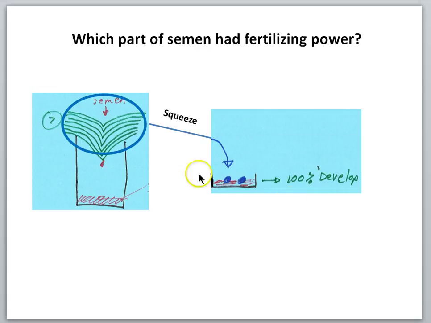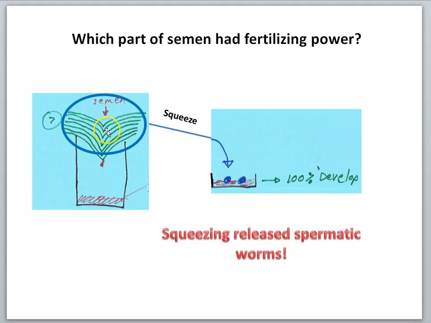And what he thought was happening was that the fluid loses power as it passes through the filter paper, but the fluid retains power if it is still on the filter paper. And by squeezing the filter paper, you can get that powerful fluid onto the eggs and they will develop. Now again, we can be critical, because when he was squeezing those 7 filter papers, it's quite possible, in fact very likely, that some of the spermatic worms got squeezed out as well. So Spallanzani, from our point of view, he made some errors. He was perhaps a little careless, or we can criticize his experimental techniques. He arrived at the wrong conclusion.